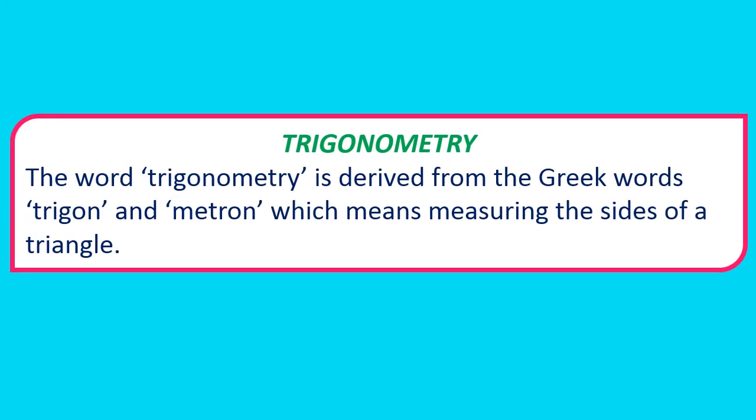So first let me tell you what is trigonometry. This word trigonometry is made up of two Greek words, trigon and metron, which means measuring the sides of a triangle. Or I can say that trigonometry is a field of maths where we study the relation between angles and sides of a right angle triangle.